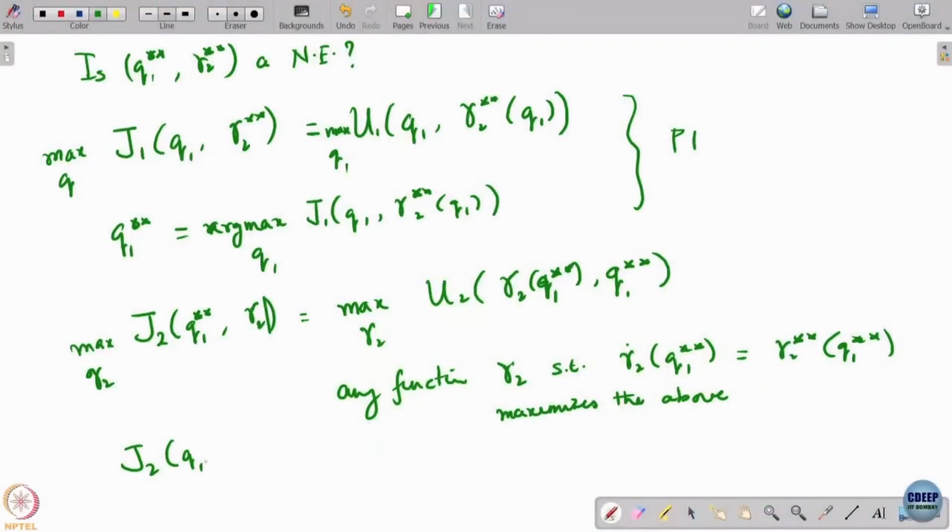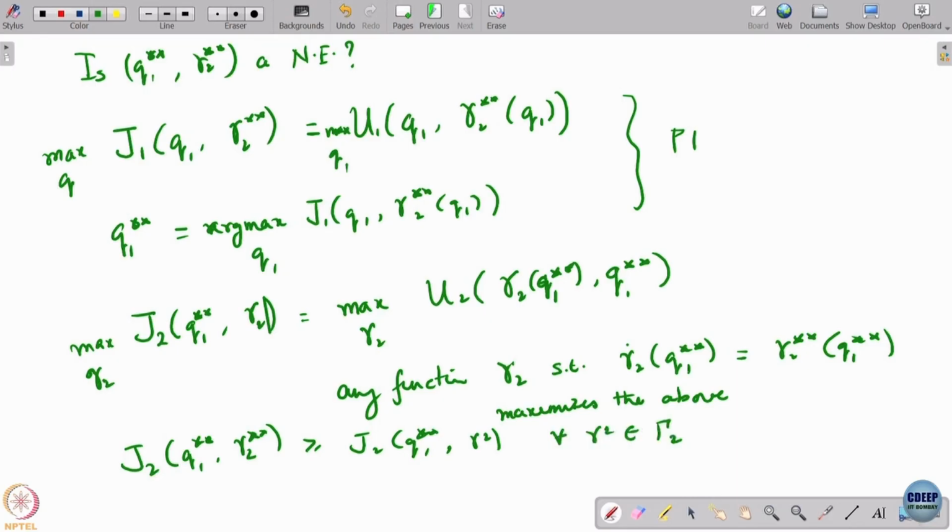That does not affect this objective. So, all of these functions are maximizers. In particular, gamma 2 star star is also a maximizer. Which means that this is greater than or equal to this. Since gamma 2 star star is also a maximizer, I may as well take that, and that does satisfy this.